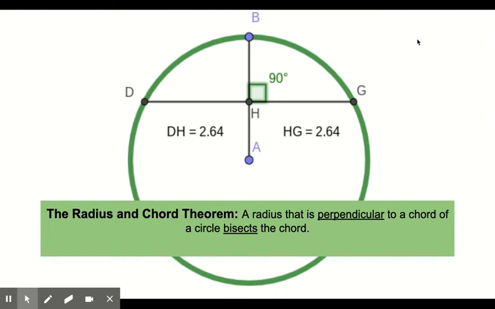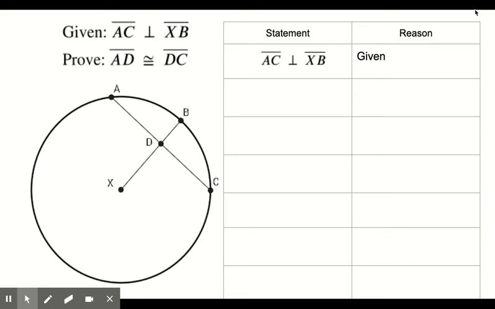Our radius and chord theorem states that a radius that is perpendicular to a chord of a circle bisects that chord. So a radius AB that is perpendicular to a chord, meaning it creates right angles to this chord here, then it bisects this side and this side to be equal. So we can take a look at the proof to show why this works.